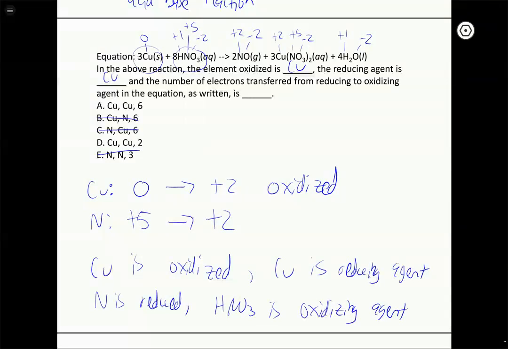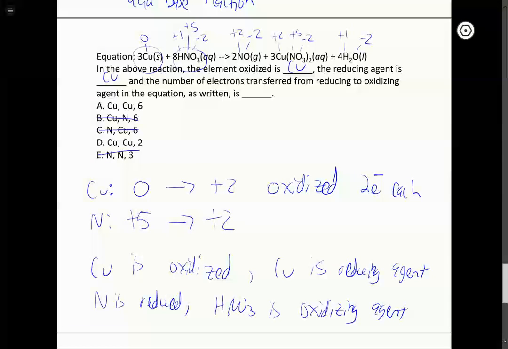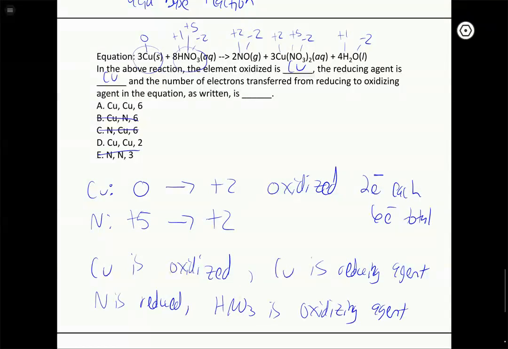But now we need to find the number of electrons. If we look at the coefficients here, each copper is losing 2 electrons, but it has a coefficient of 3, so that's going to be a total of 6 electrons. Even though each one is only changing by 2 electrons, there's a coefficient of 3, so when balancing this equation, we have a total of 6 electrons. So that would be choice A.